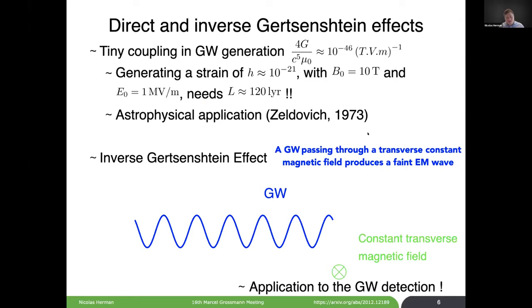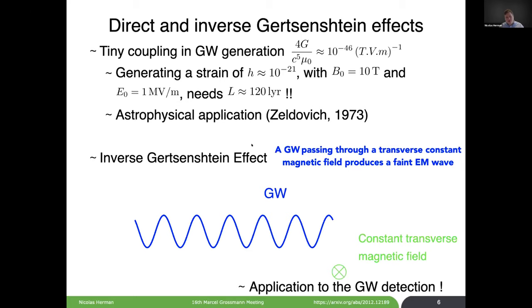So for example, the dimensional analysis to generate a strain of order 10 to the minus 21 with a magnetic field of 10 Teslas and, for the electromagnetic wave, an electric field of 1 megavolt per meter, we need a length of more than 100 light years. So that's very huge. It's to show the tiny coupling in the gravitational wave generation. This mechanism, the Gertsenshtein effect, could be applied for some astrophysical sources that have a strong magnetic field, and it was studied by Zeldovich in the 70s.